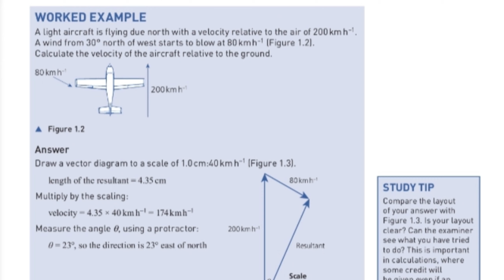Length of the resultant is 4.35 centimeters. Multiplied by the scaling, velocity is equal to 4.35 times 40 kilometers per hour, which equals 174 kilometers per hour. Measure the angle theta using a protractor. Theta equals 23 degrees, so the direction is 23 degrees east of north.